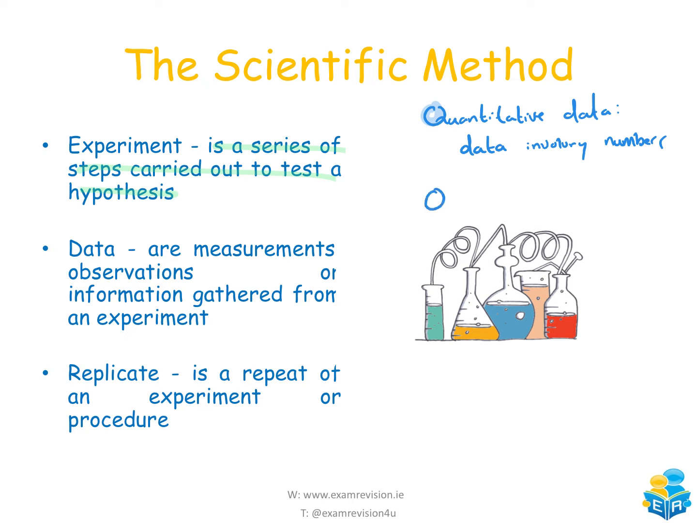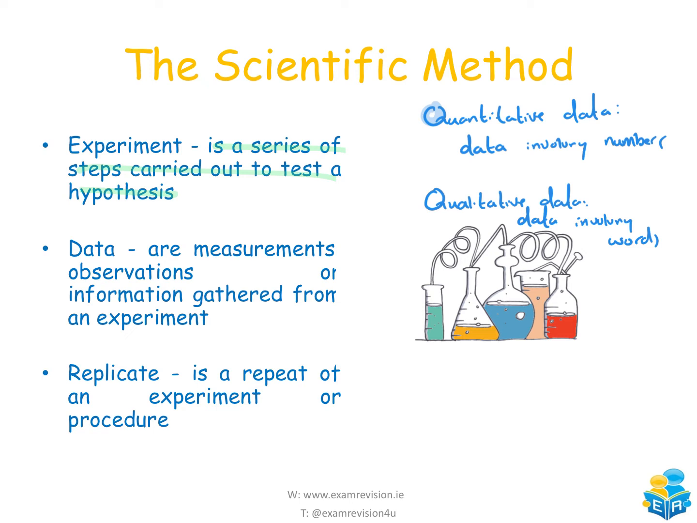Whereas the qualitative data, that's data involving words. And one of the experiments where you would have gathered qualitative data is also in your habitat study, where you were recording whether or not a particular organism was present. That was just yes, it's present, or no, it's not present. You weren't actually counting, you were just identifying them with a key.